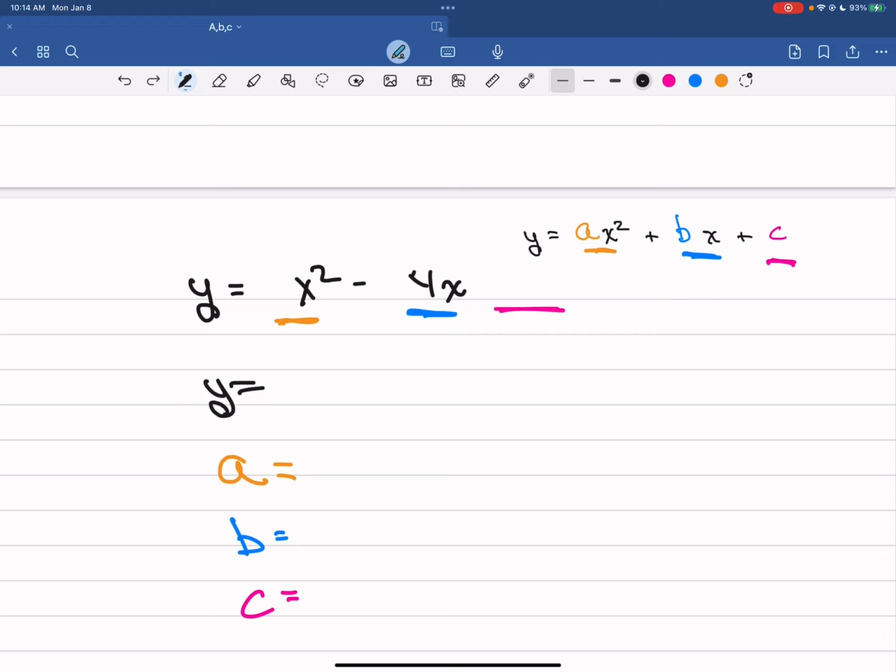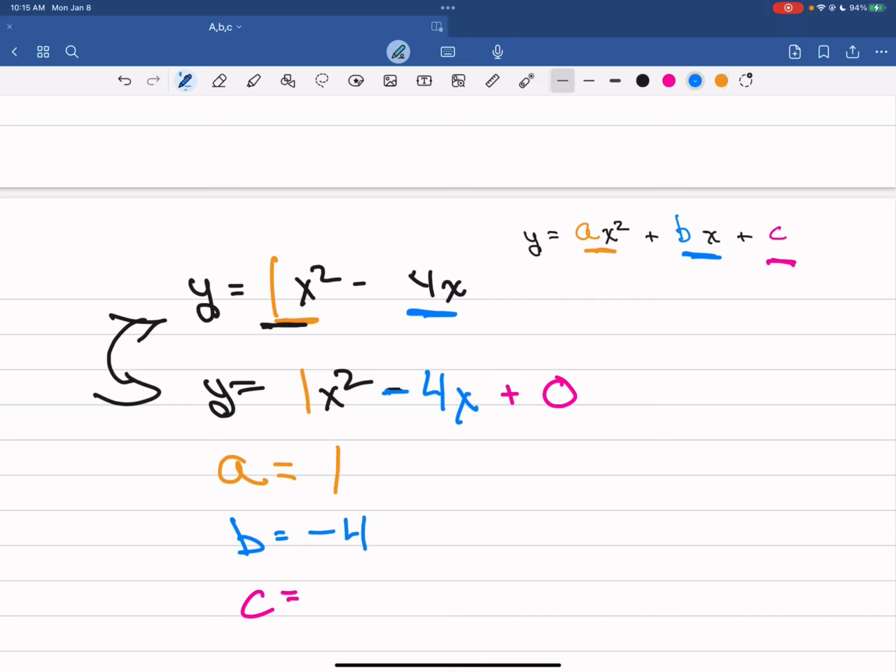As we went through in our last example, if you don't see a digit in front of your x squared or your x, then it is actually a 1. So minus 4x, we don't see it. We don't see our c value. So that just means it's plus 0. And now that I've rewritten this, it means our a value is 1, our b value is -4, and our c value is 0.